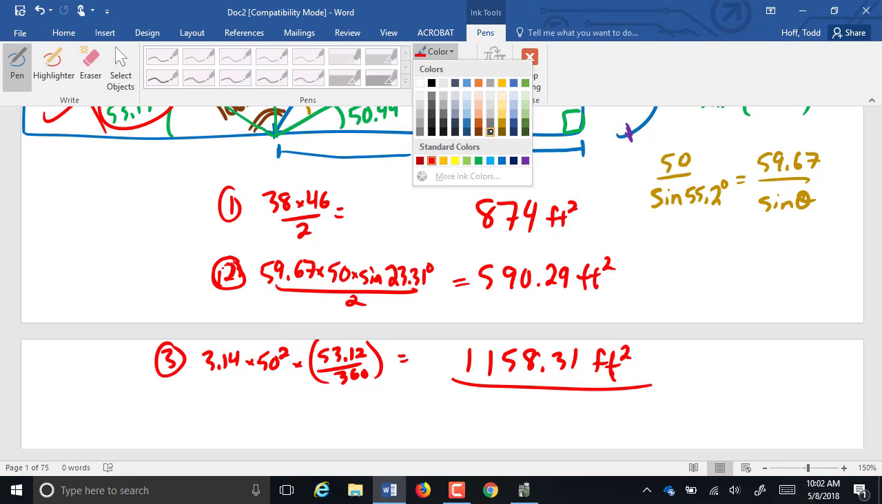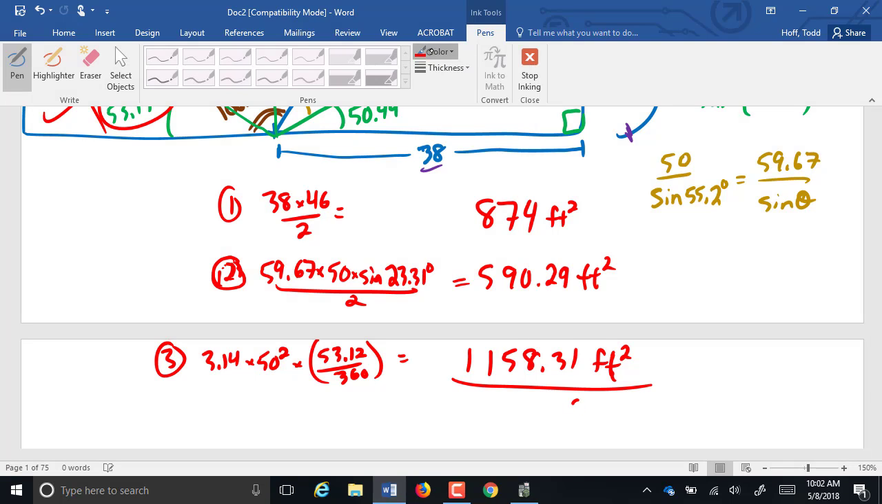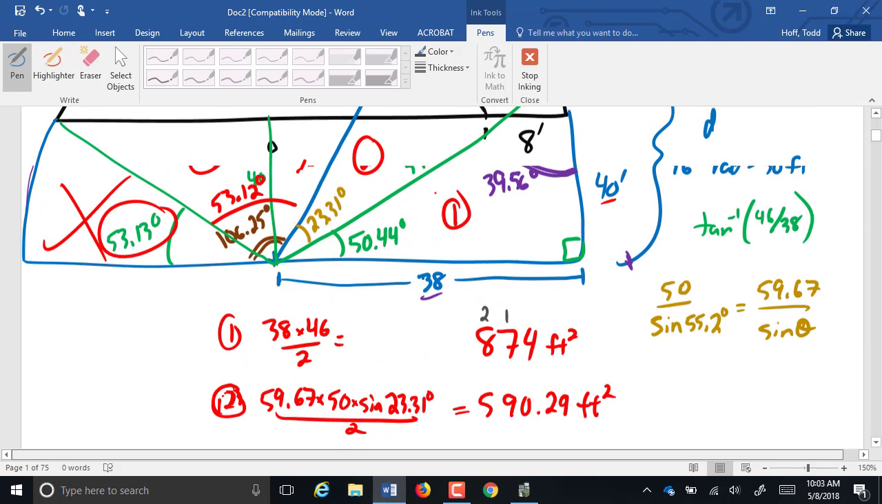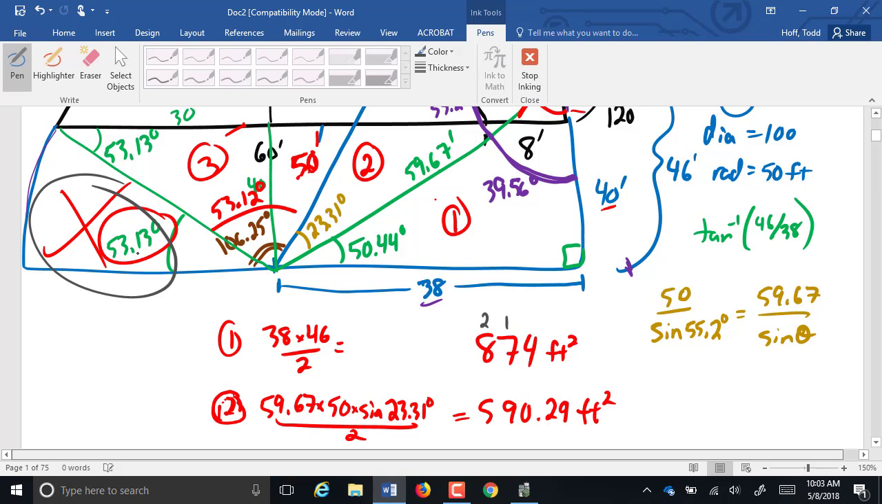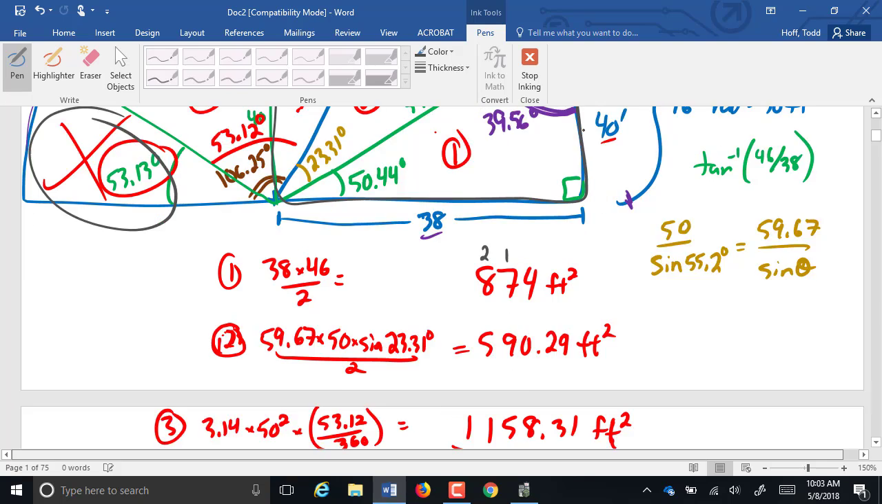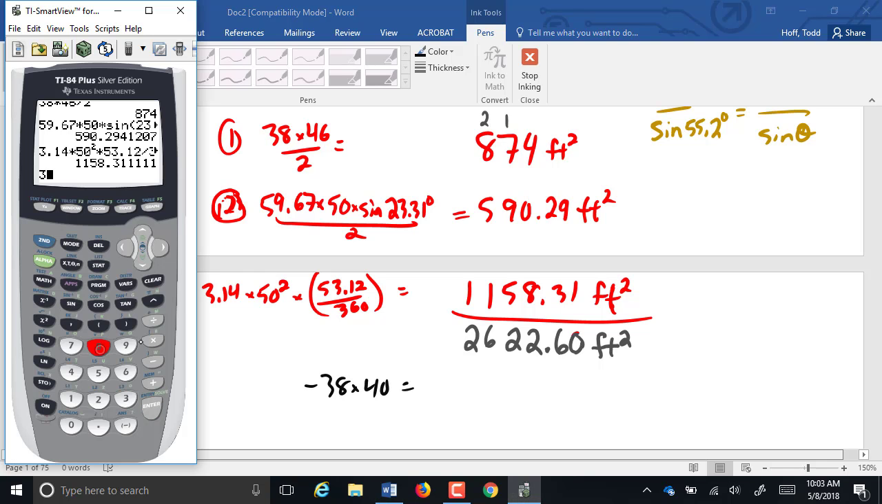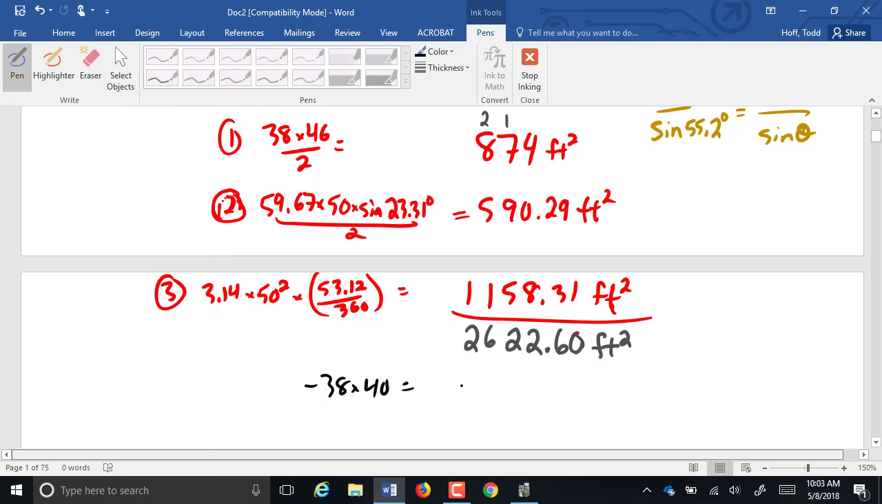So we add those all up. We're going to get a subtotal here: 2622.60. So that's our subtotal. And now we've got to subtract off. Now there's only two pieces to subtract off. We already took out this wedge, that sector. So we have this rectangle that's 38 by 40. So we're going to subtract 1520 there. So that puts us at 1102.6.